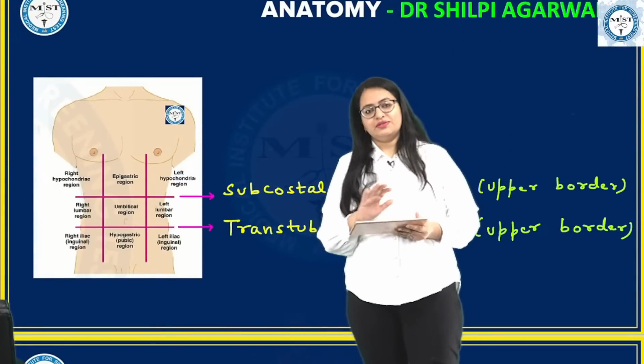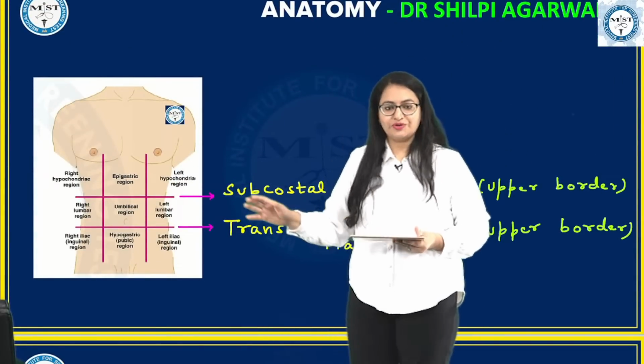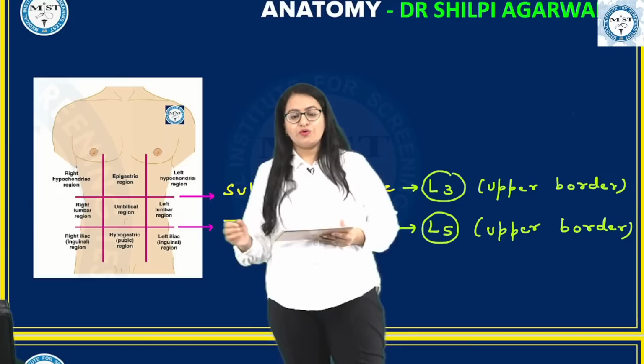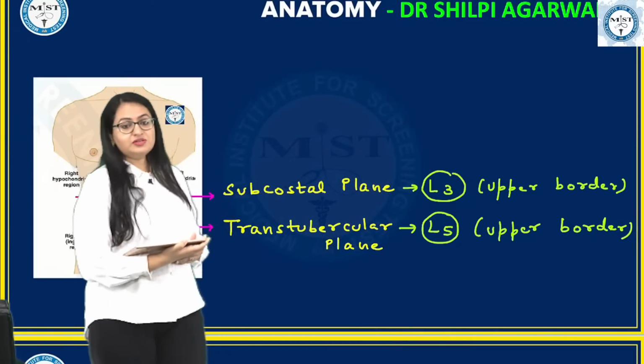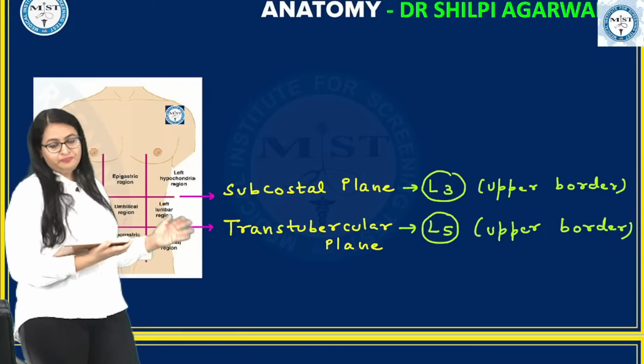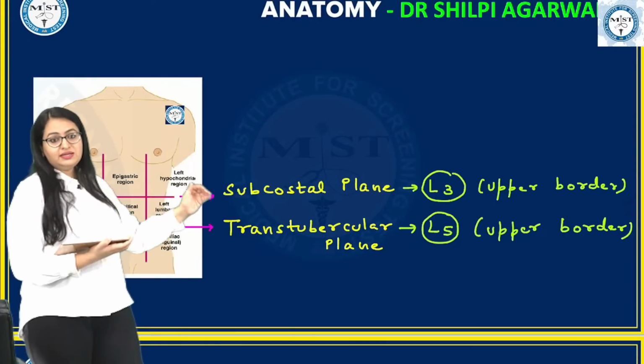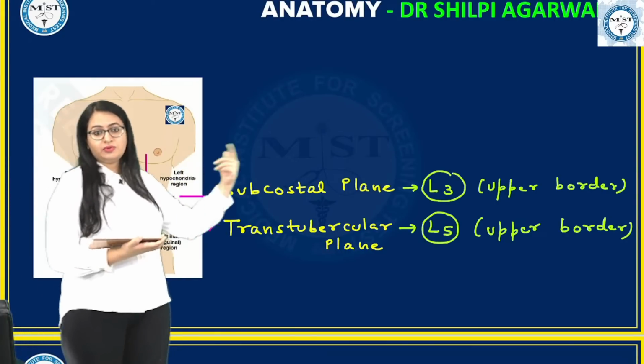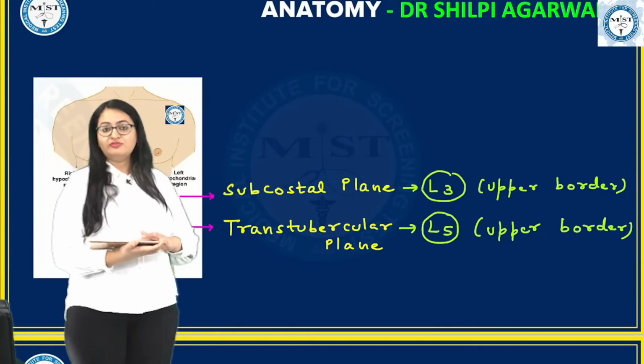Then after that, yes, planes. Very important. Whenever the quadrant planes are there, in the quadrant planes we say the upper plane is subcostal and the lower one is transtubercular. You should know very well: subcostal is L3 upper border, transtubercular L5 lower border.